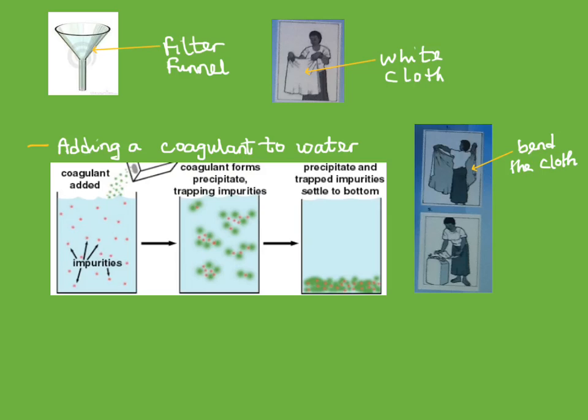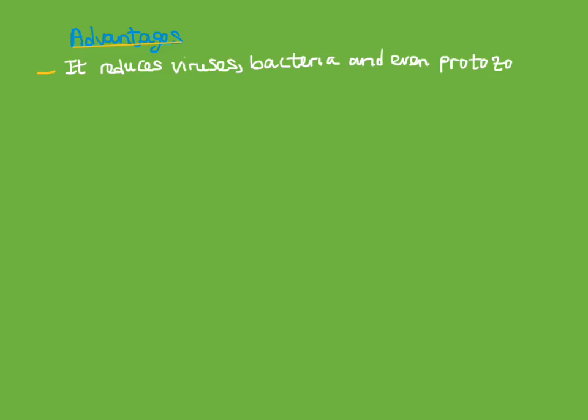Burn a cloth and place it on the top of a container. Remove the flock carefully using filtration and be careful not to recontaminate the water. Advantages of this technique include it reduces viruses, bacteria, and even protozoa present in water. Pesticides and heavy metals are also removed.